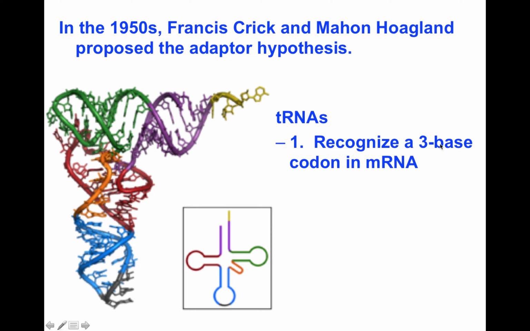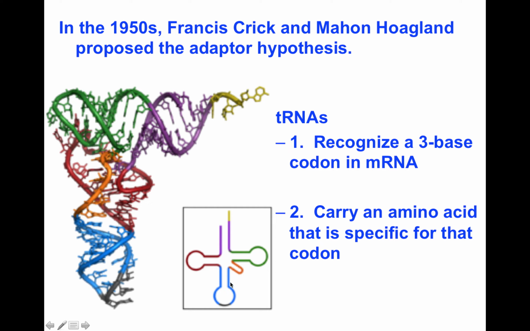tRNAs recognize the 3-base codon in the messenger RNA by their anticodon, which is down here or here in this diagram. They carry an amino acid that's attached up here that's specific for that codon.